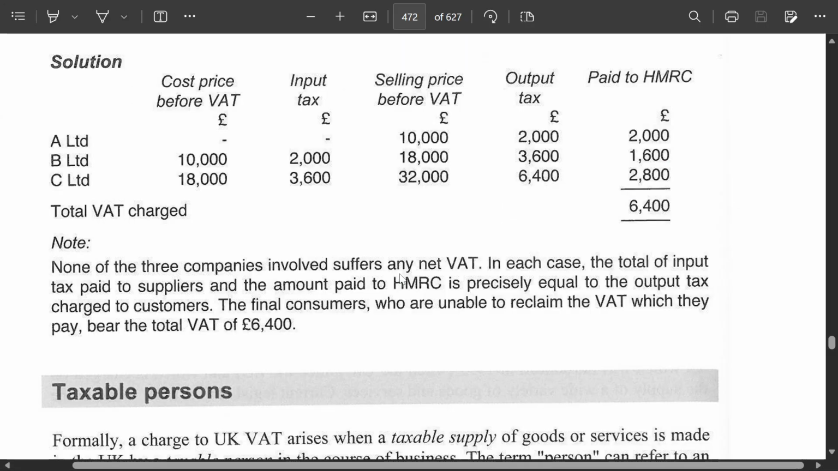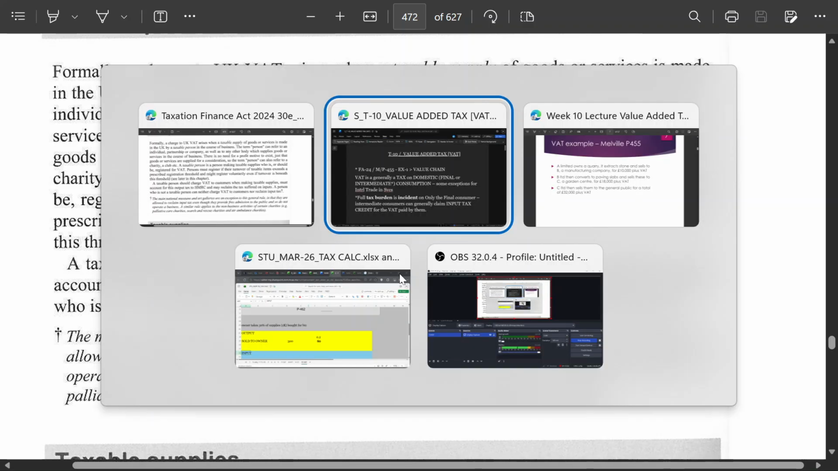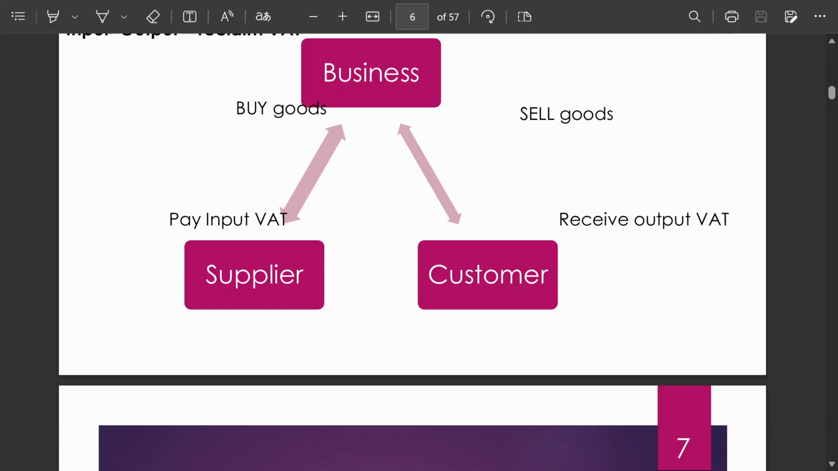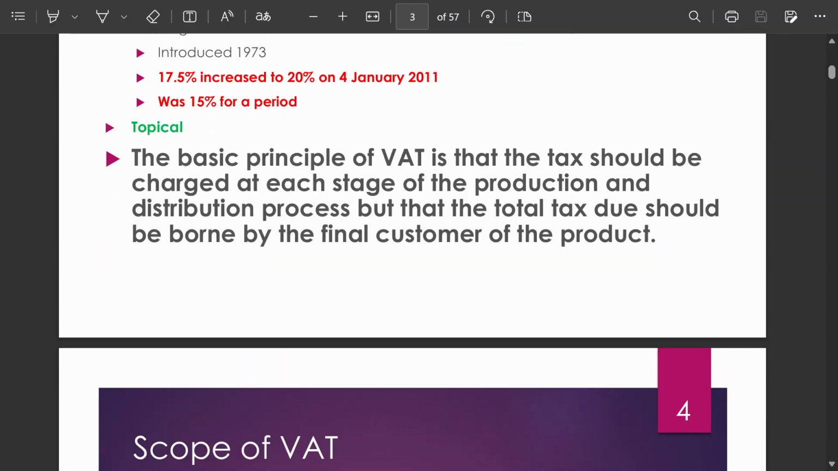All right, now you understand the structure of VAT. Okay, let's look at some definitions. Taxable person. When does a tax... let's go up a little bit and let's look at all this stuff. Yeah, the scope of VAT.